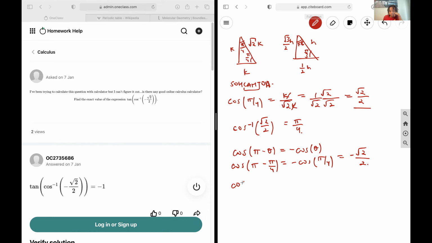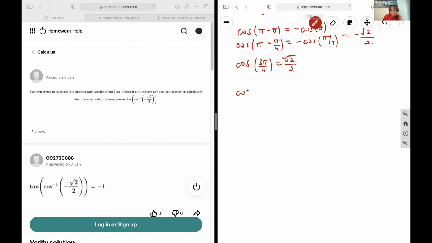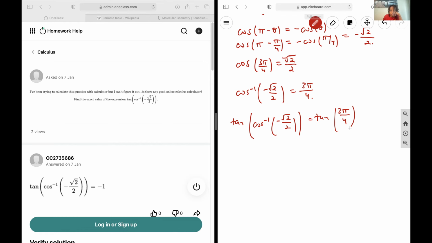And so let's figure out what cos of pi minus pi over 4 is going to be. That's 3 pi over 4, which is going to be negative root 2 over 2. What that is going to mean is that the inverse cos of negative square root 2 over 2 is going to give us 3 pi over 4. And so we're just going to plug that into what we have, and we're looking for the tan of the inverse cos of negative root 2 over 2. And that is going to be the tan of 3 pi over 4.